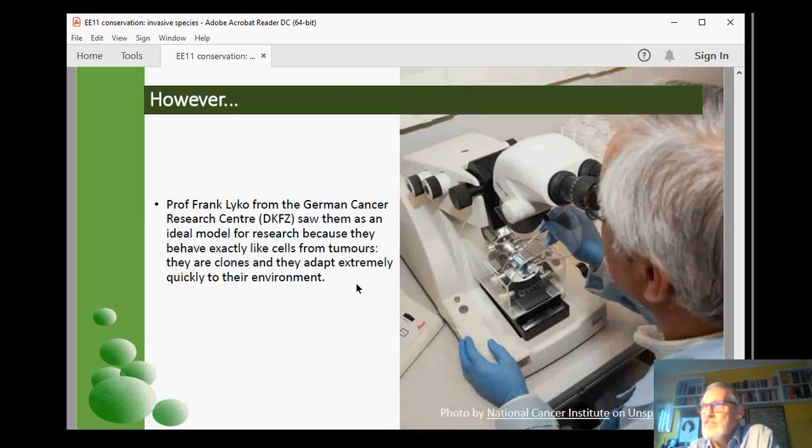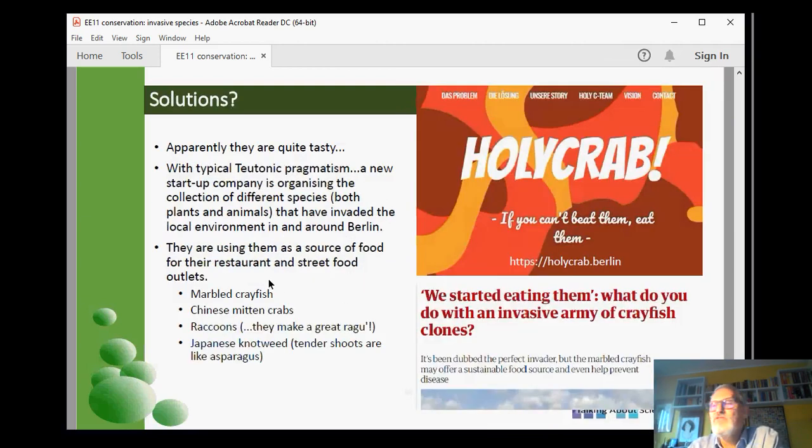there is a cancer researcher, a professor of oncology at the German Cancer Research Center, and he somehow got to hear about these animals, and he said, "Well, these are fantastic. They are behaving exactly like tumor cells," and so he started to investigate them as a model for how tumors spread and how tumors reproduce, because it's essentially the same mechanism. So very interesting. But then, of course, there is the question of, well, what can you do?